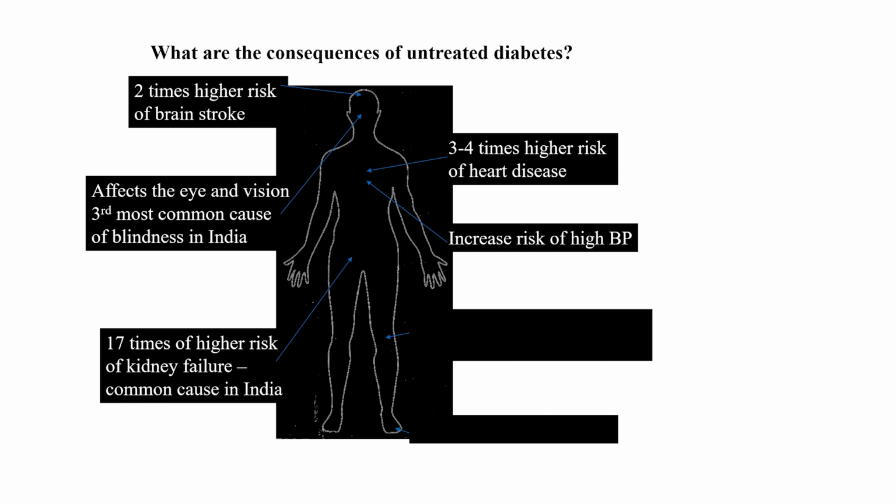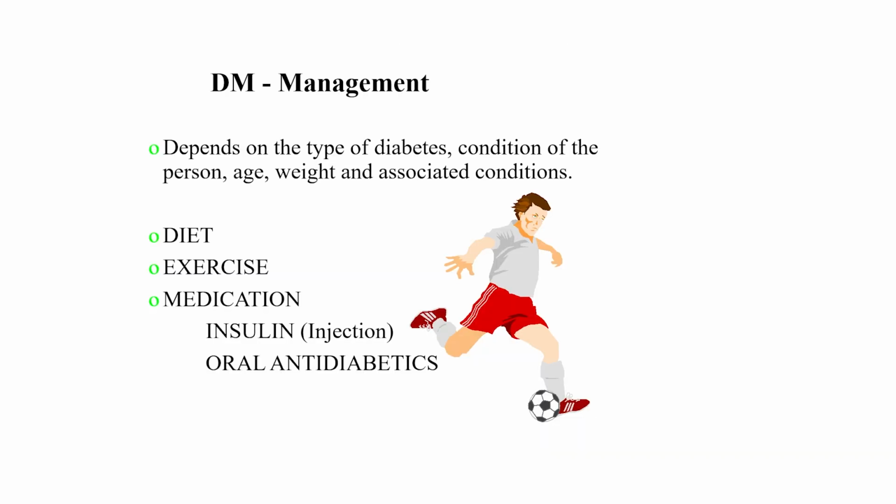There is a 17 times higher risk of kidney failure. Specifically, the blood passes through the renal artery towards the kidney. If the renal artery is blocked because of deposition of lipid and cholesterol, that may lead to kidney failure. It's also one of the causes of loss of sensation in limbs and other nerve damage, because of insufficient supply of glucose as well as oxygen. And it's also one of the prominent causes of leg amputation.